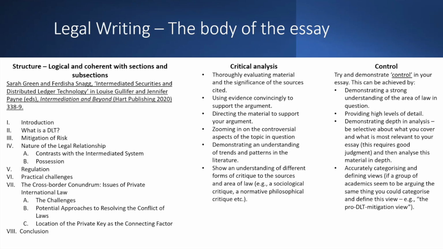Here, the writer's broken down the argument and their argument about the issues into three aspects. So the challenges, then potential approaches to resolving the conflict of laws, and then location of the private key as a connecting factor. This is because these, as you can see, subsections fall better under the umbrella of a section rather than as their own section. And then you have a conclusion.